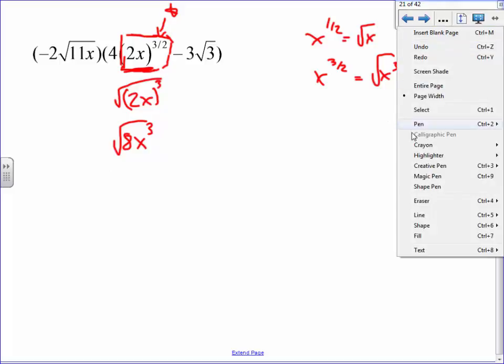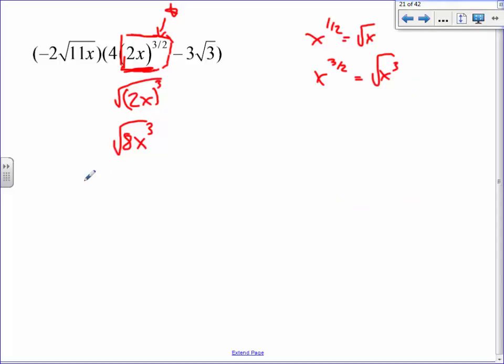So now I'm going to write it a bit differently again. I'll use a new color. What we're doing is we're taking a -2 root 11x, and it's almost like we're distributing it across 2 terms. One of the terms is a 4 root 8x to the 3. You can see how this 4, I kind of carried it down here. I didn't write it in front, but it was always sitting in front of these guys. And then we have a minus 3 root 3.